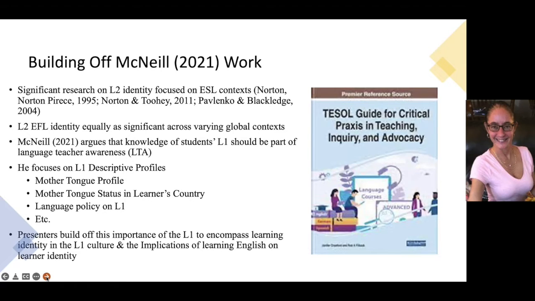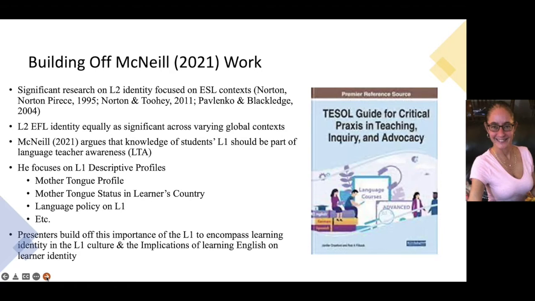Is it an official language of the country? If it's an official language, how is it used? Where is it used? In some countries, the students' L1 might not be the actual official language of the country, nor the language of instruction in school. So it's getting into the sociolinguistic components of a student's L1. And then it also looks at language policy on the L1. So how does the language policy in the country impact that status, which relates to the previous second bullet point?